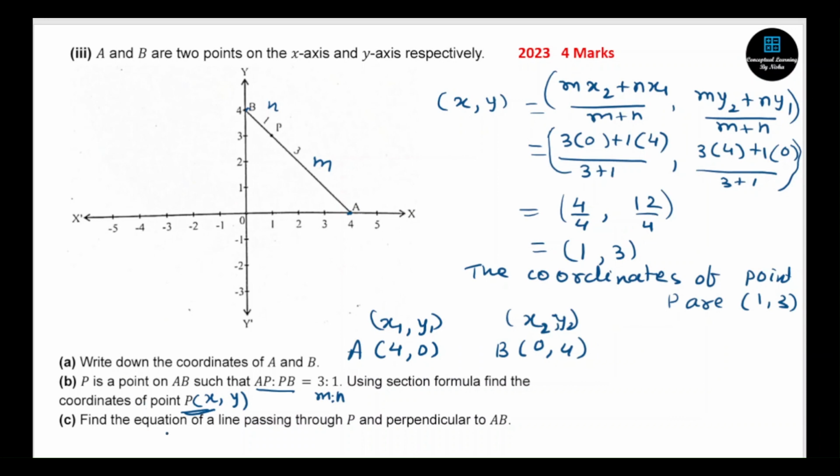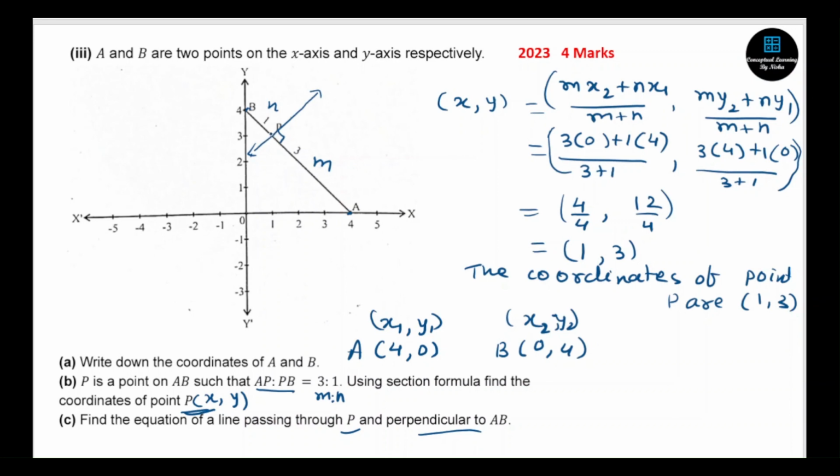And now the second question. You have to find the equation of the line passing through P and perpendicular to AB. Now this is from the equation of line chapter, okay. So let's solve this. If they are talking about this line, it is passing through P and it is perpendicular to AB, like this. So you have to find the equation of this line.